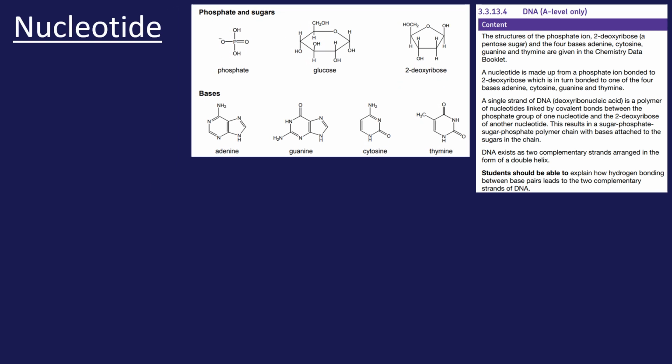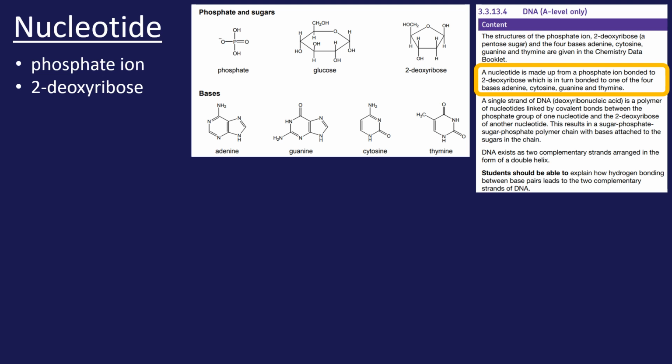First up then, let's look at what a nucleotide is, because that's the next bullet point. A nucleotide, we are told, is made up of a phosphate ion bonded to a 2-deoxyribose, which in turn is bonded to one of those 4 bases. Now, because you'll always be given this data book, you always have this in the exam, I'm going to ignore the glucose because we don't need that for this section.